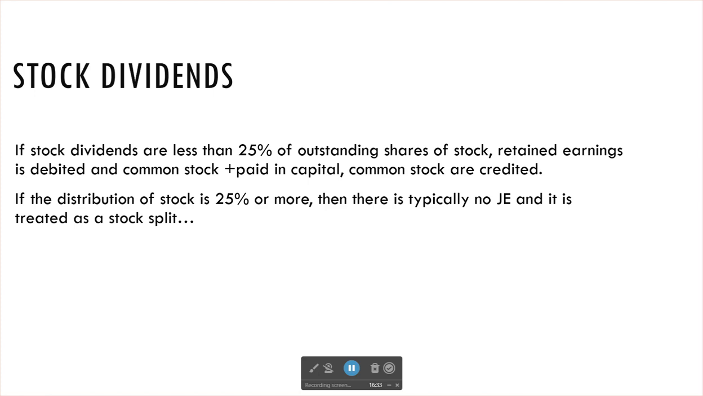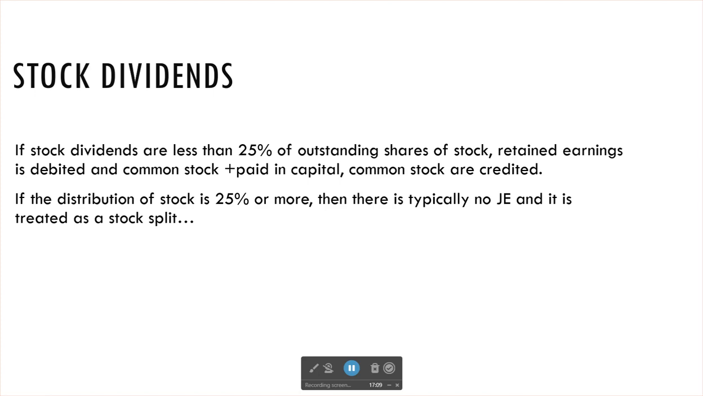But my note down here is that if the distribution of stock is 25% or more, typically you don't do a journal entry. You'll do it as a stock split. I'll discuss stock splits in a moment, but just keep that in the back of your head. Now, if it is a small amount, which is less than 25% of outstanding shares of stock, so in my example of 100 outstanding shares, maybe it's 13 shares or 12 shares or something like that, when you do this, you don't use par to determine the debit to retained earnings.